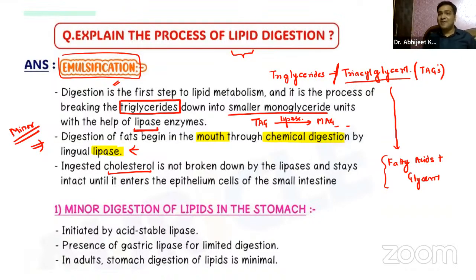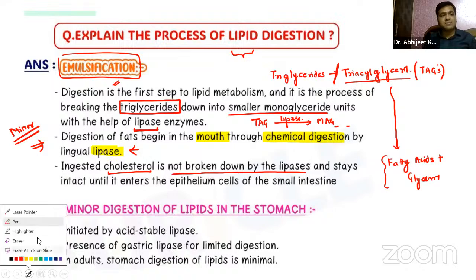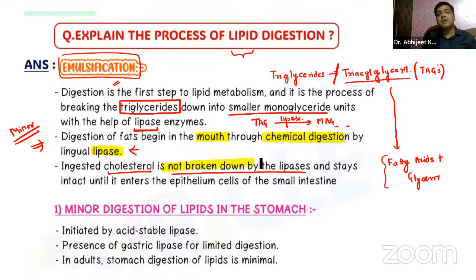That cholesterol, when you ingest it, from all the oils and butters that you are consuming, is not broken down by the lipases. Very important, guys. It is not broken down by the lipases. And in the mouth, there is no digestion of cholesterol, right?